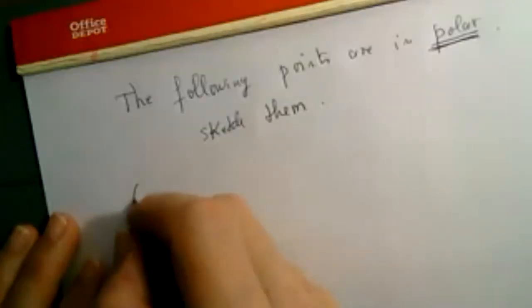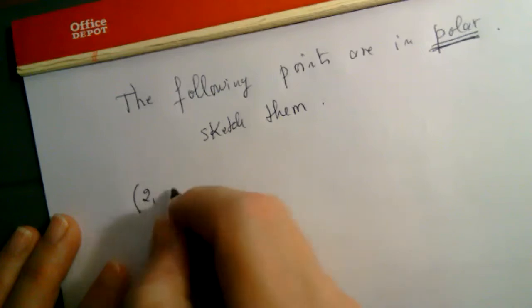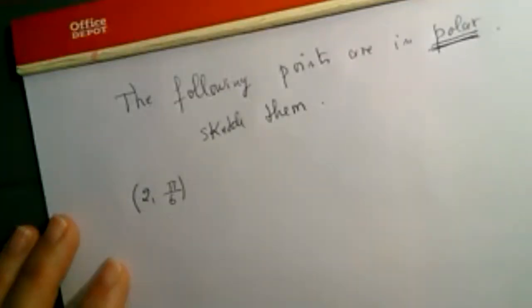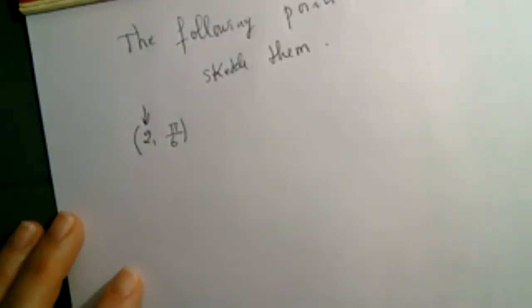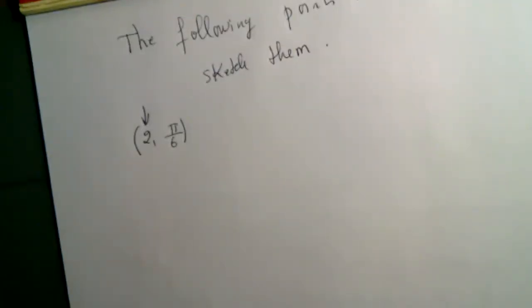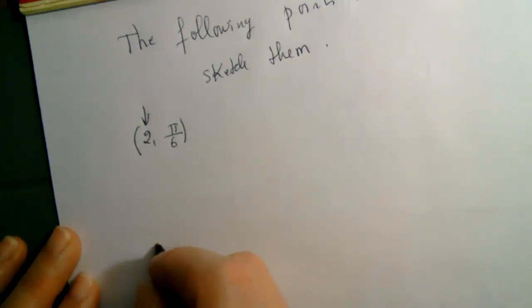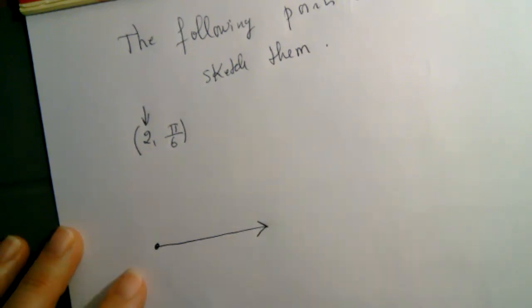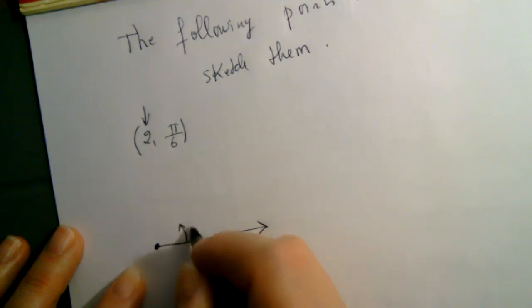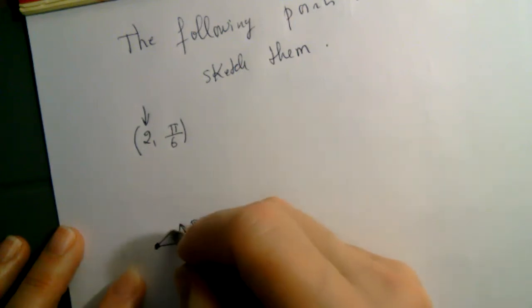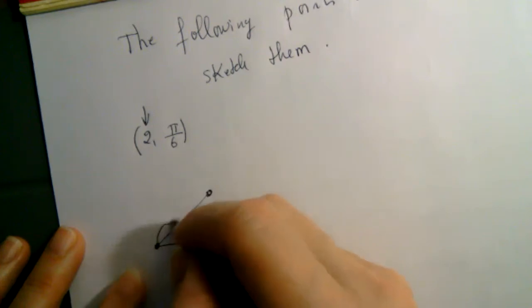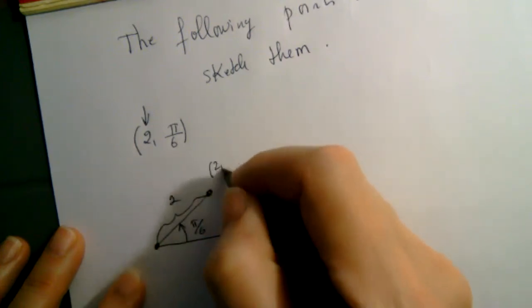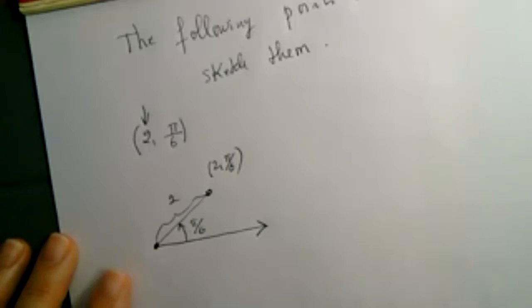The first point, I will start with an easy one. Suppose I take (2, pi over 6). That's polar. It means it's positive r, which tells me the distance the point is from the origin. Pi over 6 tells me the angle it forms. So we start from the polar axis. Theta is pi over 6, which is also 30 degrees. Then I take 2 units away. From here to here, that's a 2. This point is (2, pi over 6).